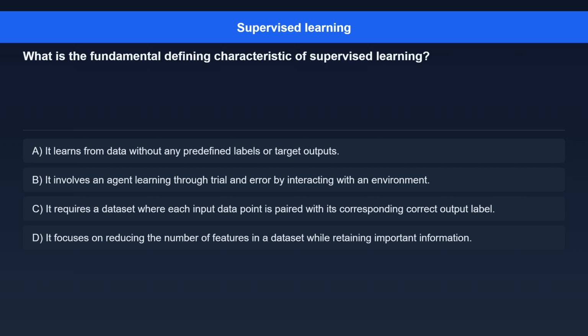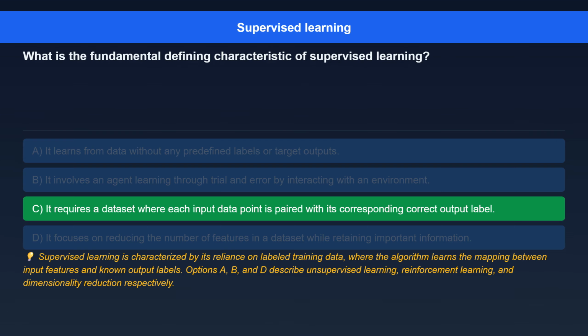Option D. It focuses on reducing the number of features in a dataset while retaining important information. The correct answer is, quote, it requires a dataset where each input data point is paired with its corresponding correct output label. Here's the explanation.